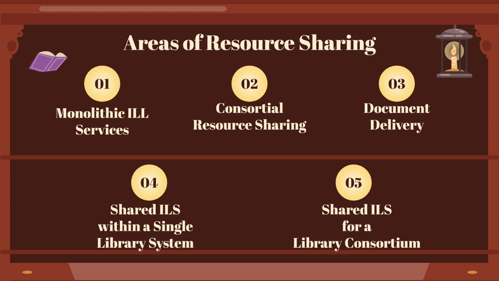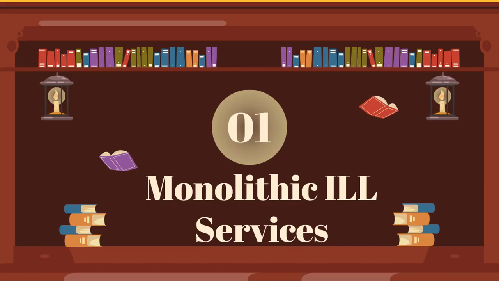So here I have five areas of resource sharing: monolithic ILL services, consortial resource sharing, document delivery, and then a shared ILS within a single library system, and then a shared ILS for a library consortium. Now, we won't discuss each and every one of these today, but I will highlight a few of them.